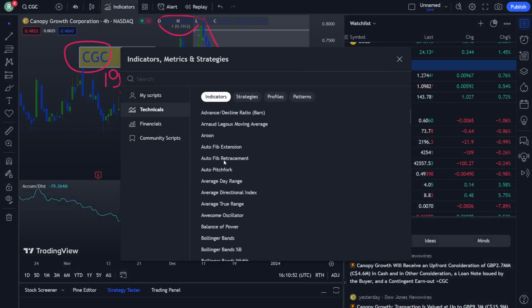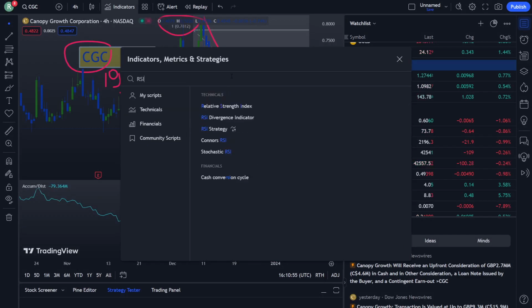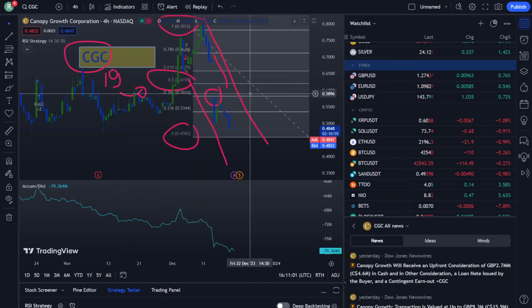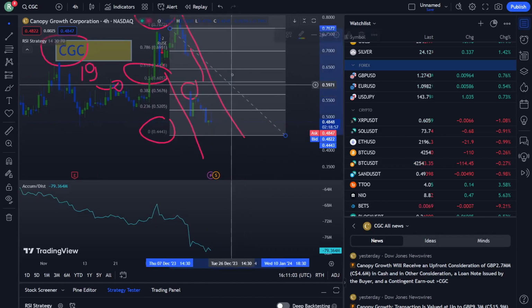RSI, if you are looking for it, RSI stochastic is really going on in important ways. So this is about to take a single consideration.